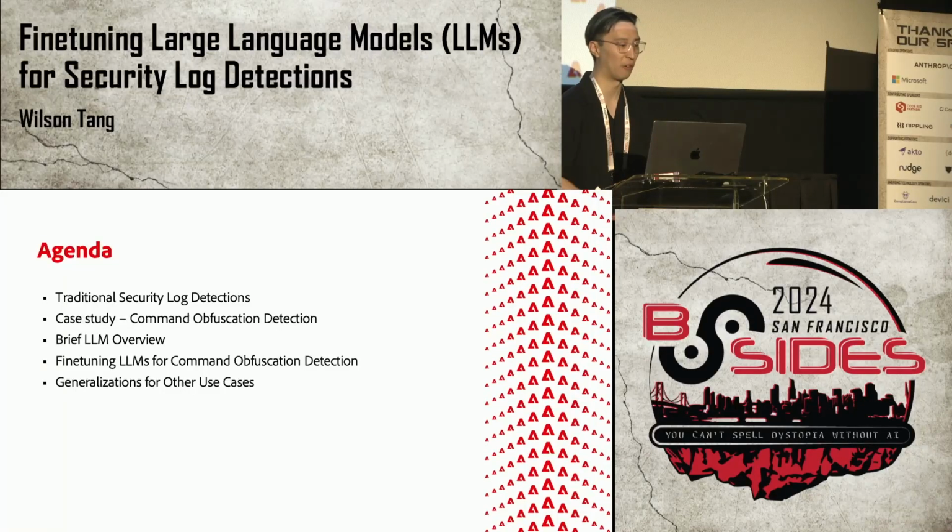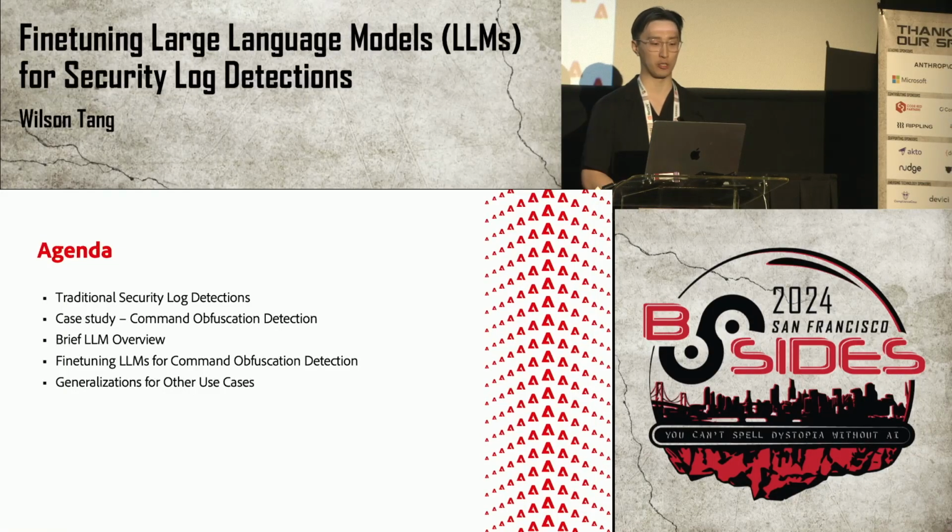All right, quick agenda of what I'm going to go over today. I'm going to talk about traditional security log detections and some of its limitations. And the way I'm going to go about it is with a case study of command obfuscation detection. Then we're going to go into a brief LLM overview and talk about how we're going to fine-tune LLMs specifically for command obfuscation detection. And then I'm going to make some generalizations for other use cases we can start to think about.